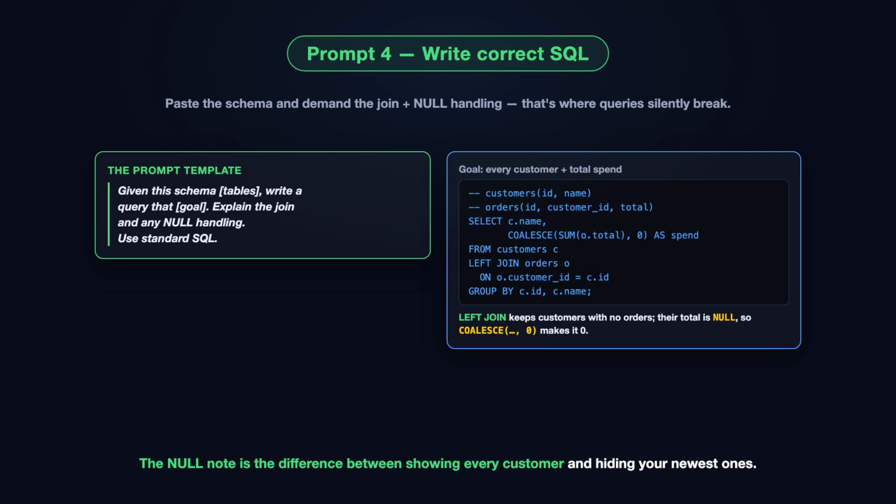Here's the goal: every customer with their total spend, including customers who have never ordered. The model writes a left join from customers to orders, wraps the sum in coalesce to turn null into 0, and groups by customer. Then it explains why a left join keeps customers with no orders, but their order total comes back null, so a plain sum would be null too. Coalesce with 0 fixes that. That one null node is the difference between a report that shows every customer and one that quietly hides your newest ones.